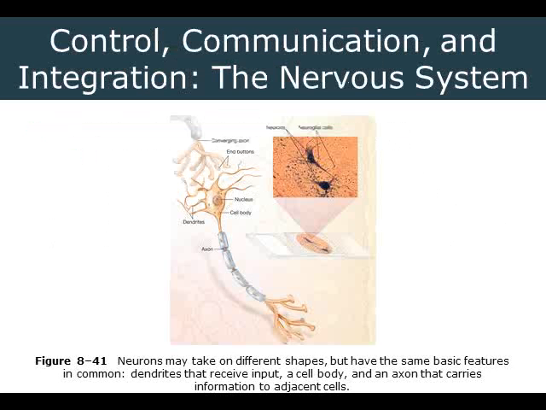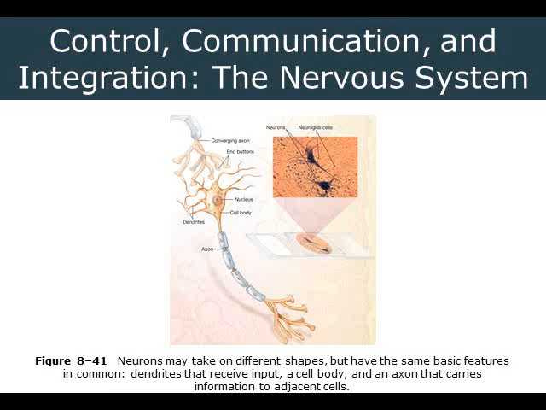All right, so to move on, let's talk about control, communication, and integration. The nervous system is obviously the major communication system for our body. We have neurons that take different shapes, but they have the same basic features. Some of them are big, some of them are small. We have dendrites that receive. You can see the dendrites up towards the upper middle of that picture. They're kind of hair-like. Those dendrites receive input.